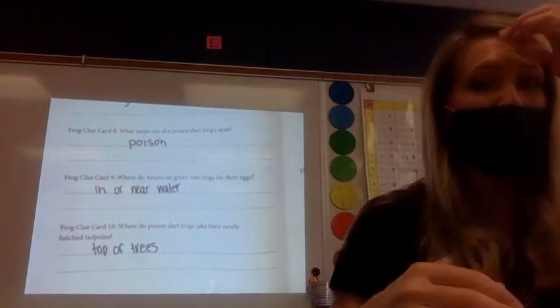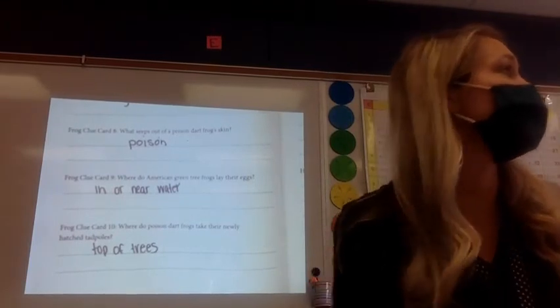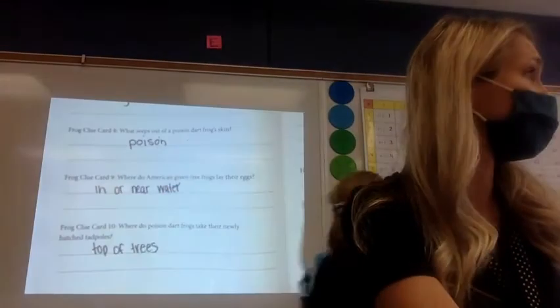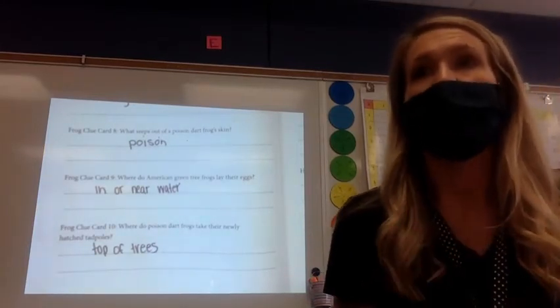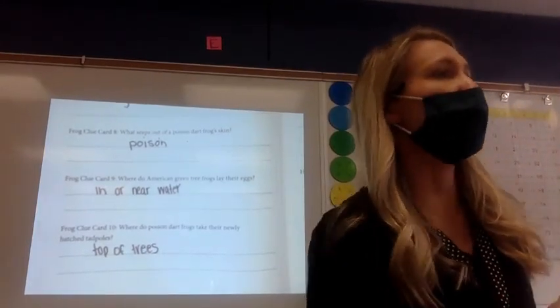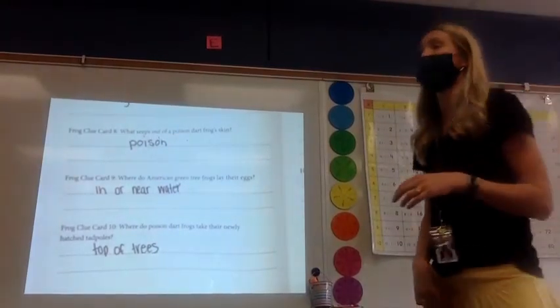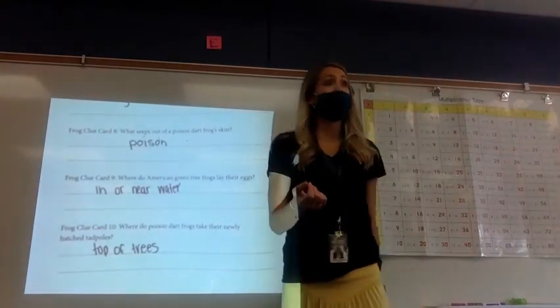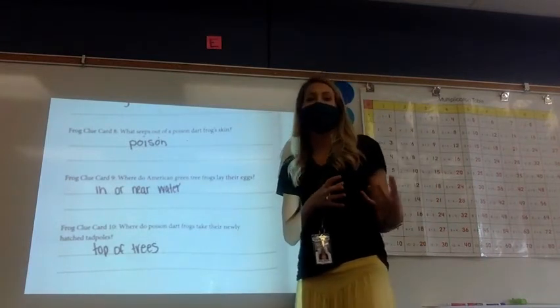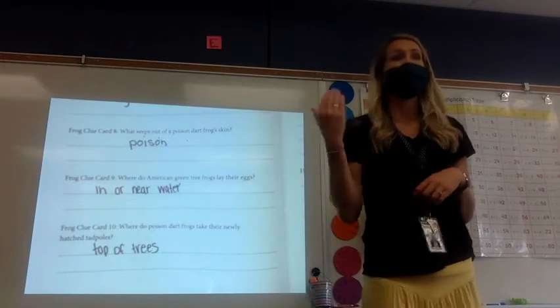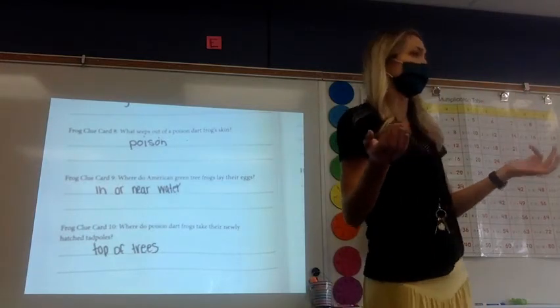Today we have a read aloud and we have our reading. In those, we're going to focus on comparing the two frogs we just learned about. One of the ways we've talked about in the past that writers write is for comparison, seeing what's alike and what is different about two things. Today we're going to be focusing on poison dart frogs and American green tree frogs.